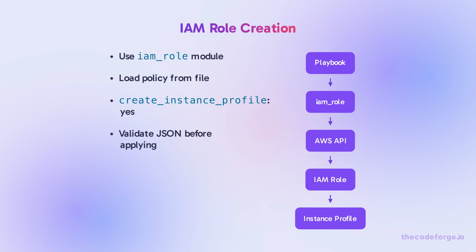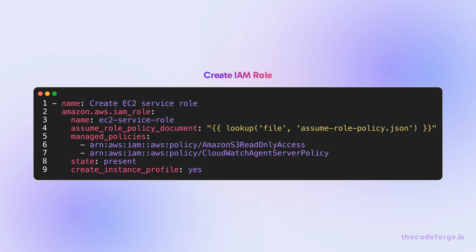The IAM Role module creates roles and attaches managed policies. The assume role policy document must be a valid JSON string. Use lookup to load from a file. Set create instance profile to yes to create an instance profile. This task creates an identity and access management role with an assume role policy from a file and attaches 2 managed policies. The create instance profile option creates a profile with the same name.